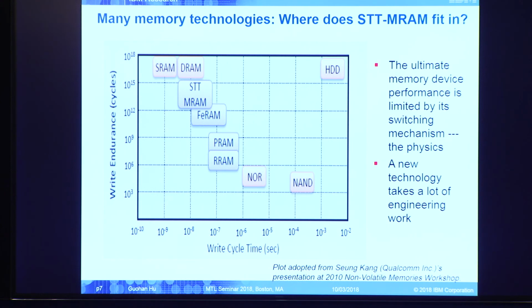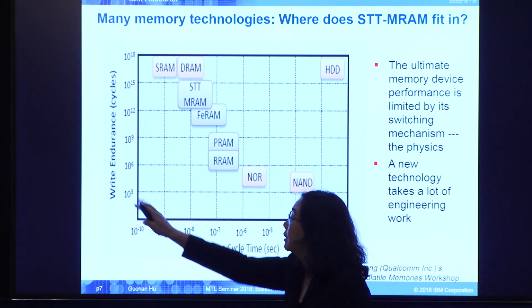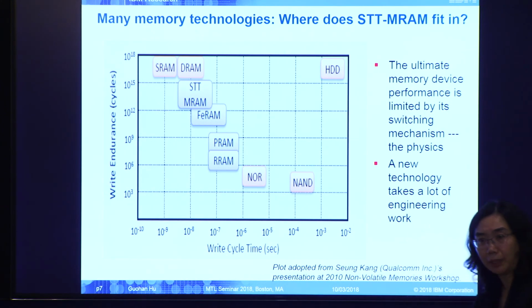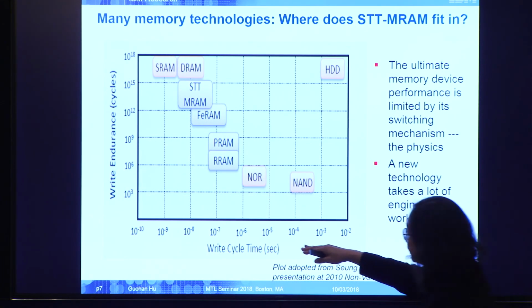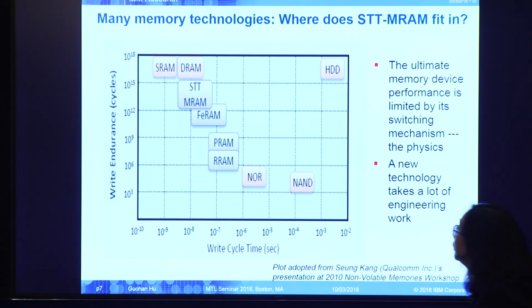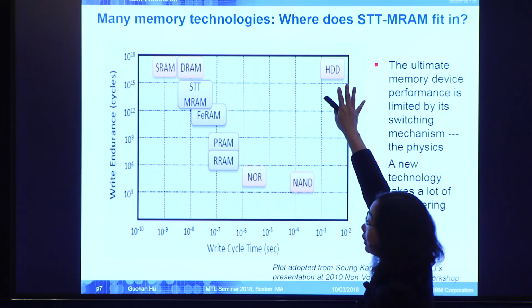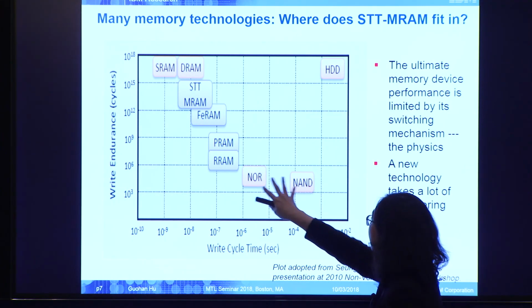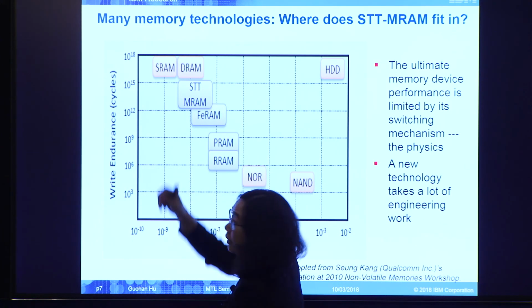Okay, so here is a chart to show there are many memory technologies. Some are matured already, some are emerging. So where does STT-MRAM fit in this landscape? On the y-axis is the write endurance, which means how many times you can write the device before it breaks down. And the x-axis is the write cycle time, which means how fast you can write this device. We have matured technologies already: the hard disk drive, flash, and then DRAM and SRAM.